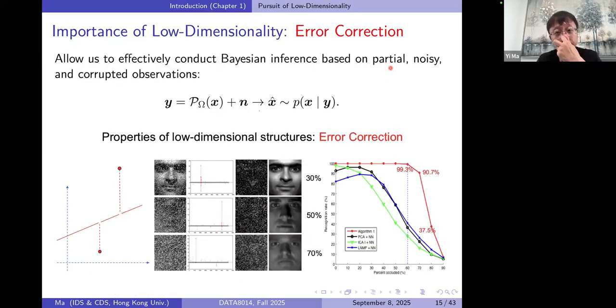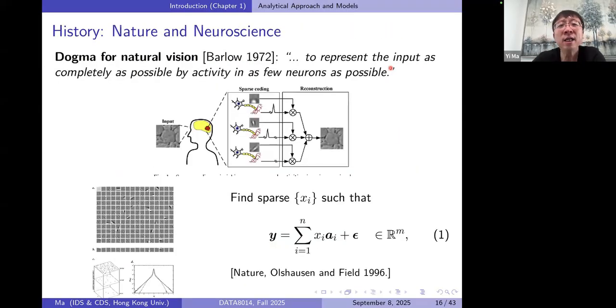All right, so this is the low dimensional model. In fact, our brain, our vision system, follows precisely this: it tries to represent the visual input as completely as possible by the activity of as few neurons as possible. This is one of the most famous models of how our brain interpolates the observed data, representing the input Y through some linear combination of neuron activities. This is the famous sparse representation model.